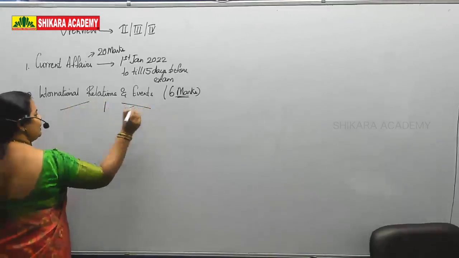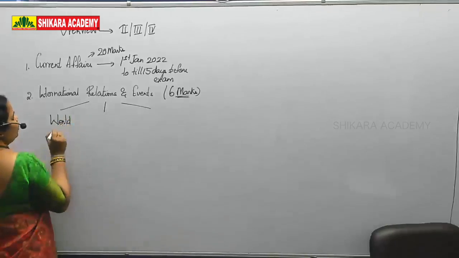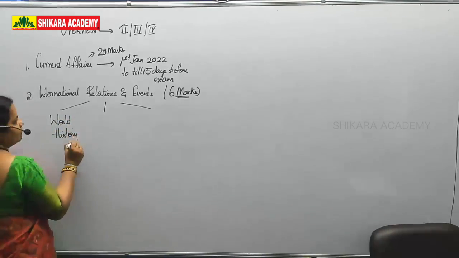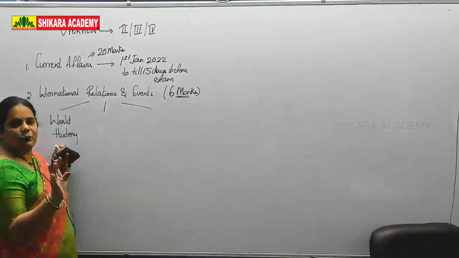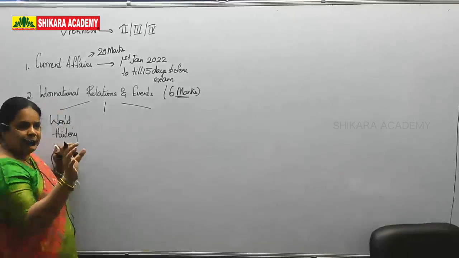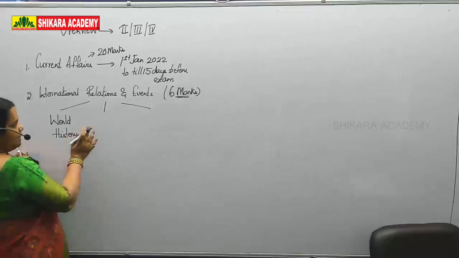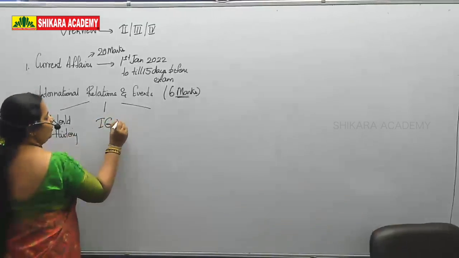The first part is world history. You need to know all important events, all revolutions. For example, American Revolution, French Revolution, how did it start? When did it take place? What was the outcome? So the highlights of the world history is important because there have been 1 or 2 questions on this. Then you have to know about intergovernmental organizations.